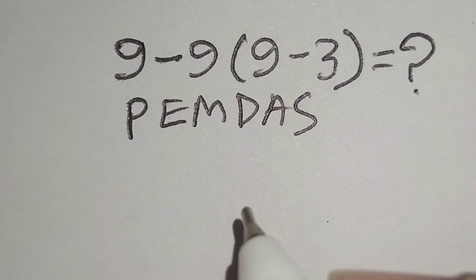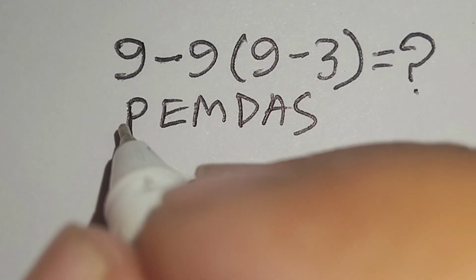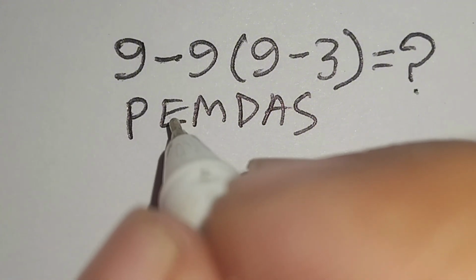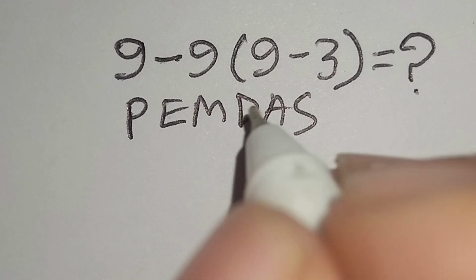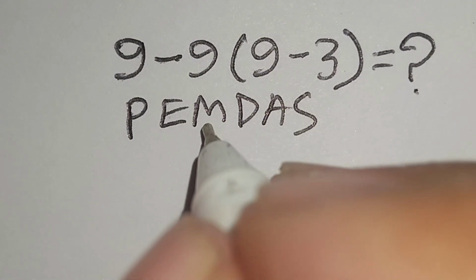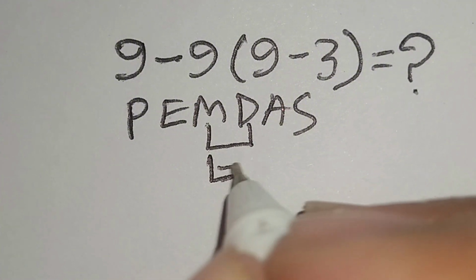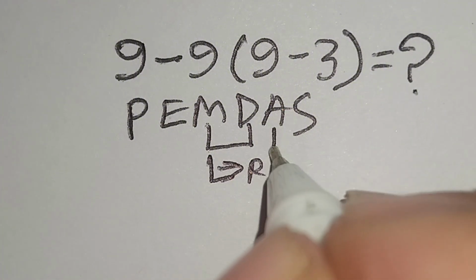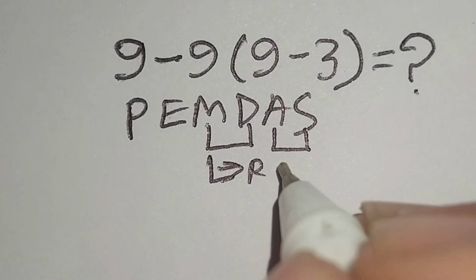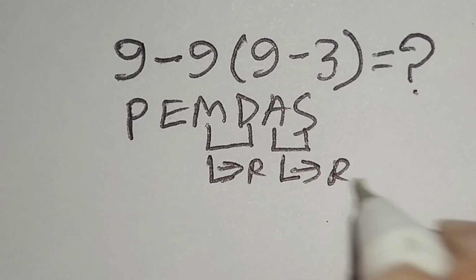PEMDAS. According to the PEMDAS rule, at first we have to work with parentheses, then exponents, then multiplication or division, then addition or subtraction. Remember, multiplication and division have the same priority. For this we have to work left to right, and addition and subtraction have the same priority. For this we have to work left to right also.